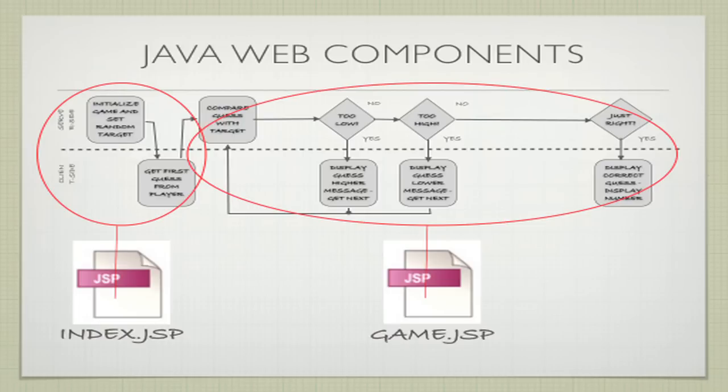So you see here we will include two JSP files in our Eclipse project for the JSP focused example: index.jsp, and we'll call the second one game.jsp.